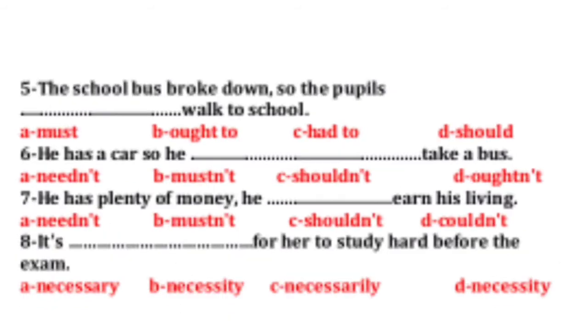Number five, the school bus broke down, so the pupils space walk to school. The answer is had to. He has a car, so he space take a bus. The answer is needn't. He has plenty of money. He space earn his living. The answer is needn't. It's space for her to study hard before the exam. The answer is necessary.